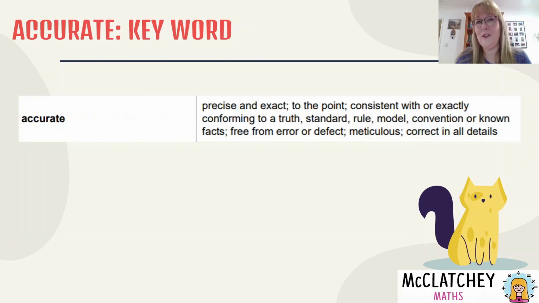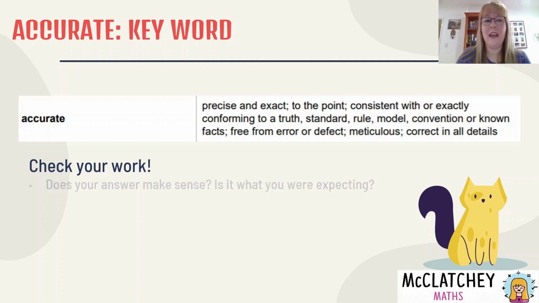Accurate, according to the QCAA's definitions in their syllabus, is precise and exact, to the point, consistent, using a rule model conventional facts, free from error and defect, meticulous and correct in all details. So that's a very good description there. So the first thing that you can do to achieve accuracy in your assignment is to check your work. A lot of times students are rushed for time, possibly because they've started the night before and they don't get time to actually check their work. It's a really good idea to do that.